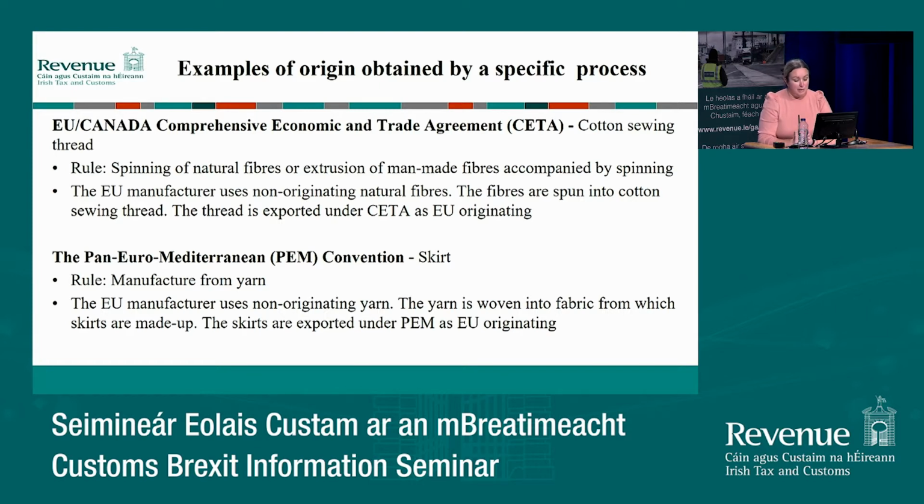The second example is on the Pan-Euro-Mediterranean Convention, and this rule is in relation to the manufacture from yarn. So again, you could import some yarn from outside the EU, weave it into a fabric and then make a skirt out of that fabric. And under that PEM convention, the skirt could qualify as EU originating.